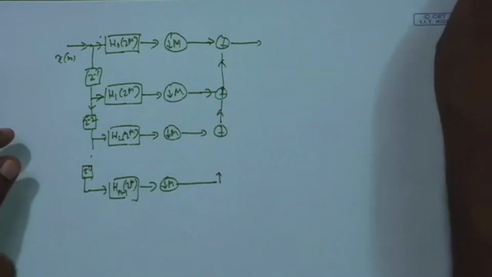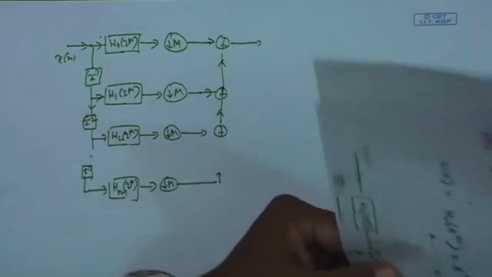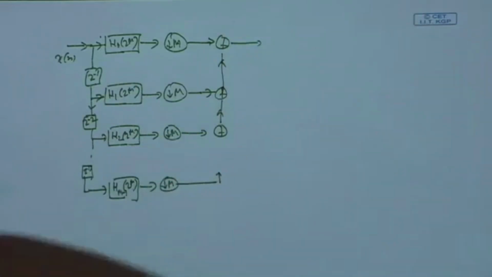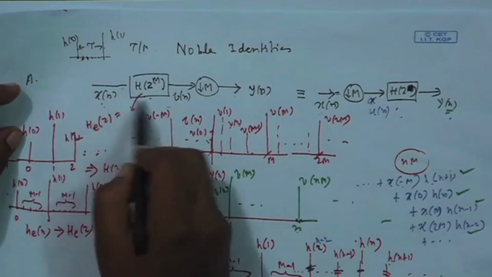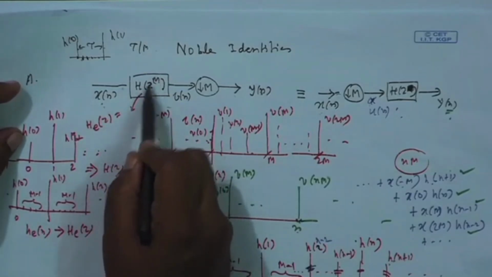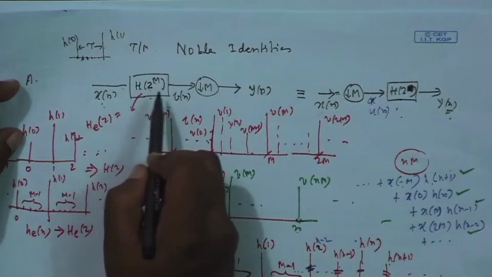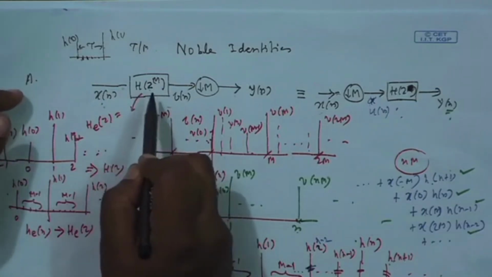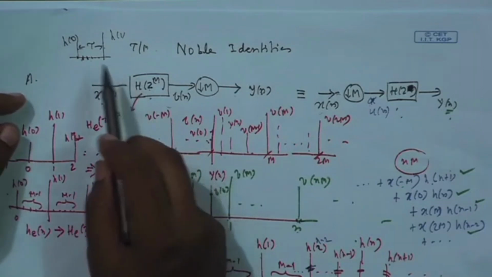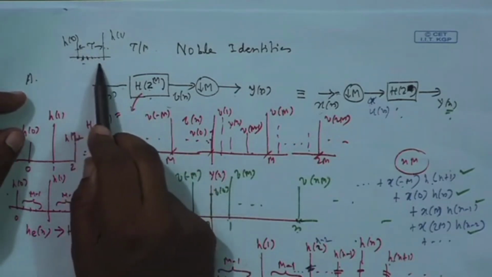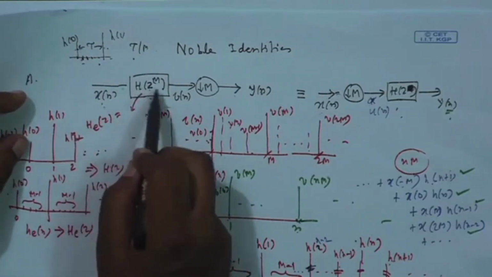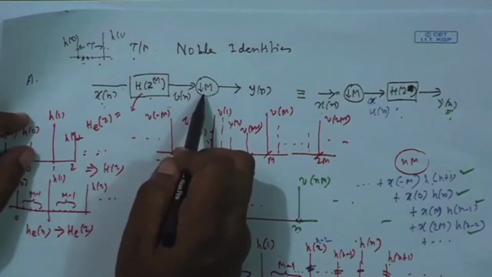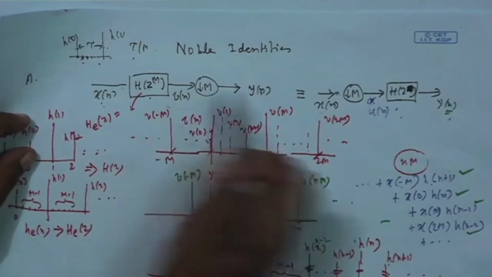Now, we remember noble identity 1. What was noble identity 1? This was noble identity 1. If you have a x n processed by a filter of the form h z to the power m, that is already expanded by m zeros, m minus 1 zeros rather, between every pair of samples. Originally h z, then between h 0 h 1 put m minus 1 samples, again m minus 1 samples, then the resulting transfer function is called h z to the power m, and then if you decimate by m, you will get the same thing.